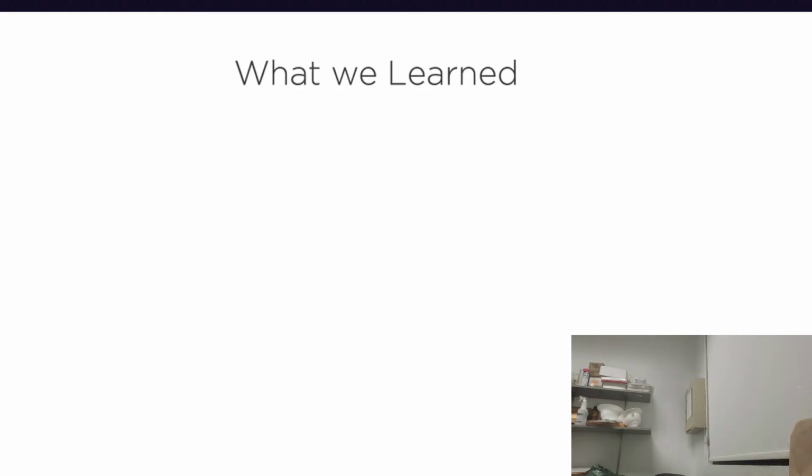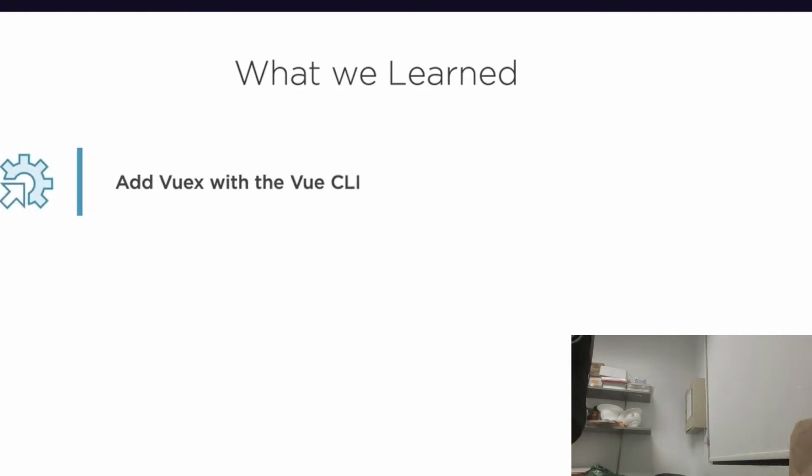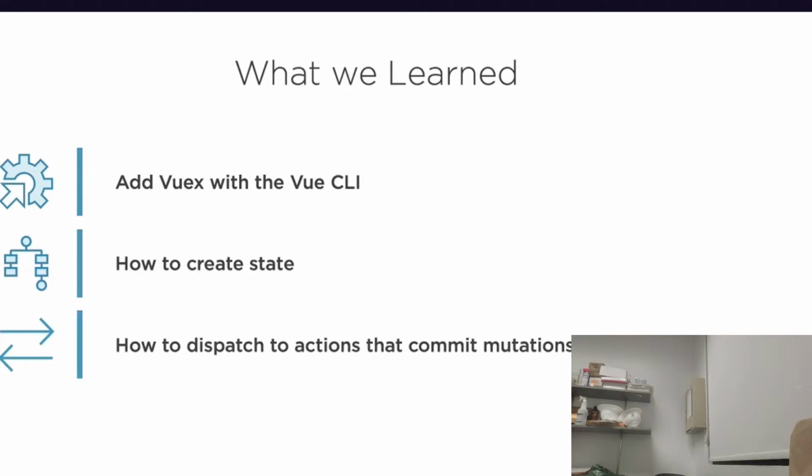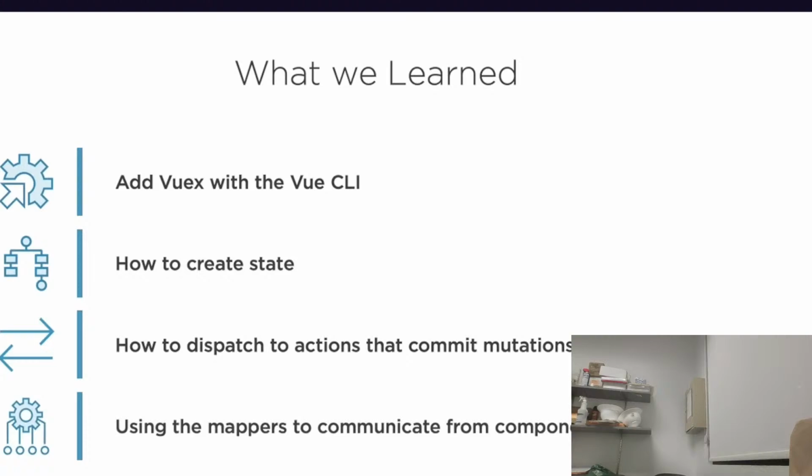So what did we learn exactly? We learned how to add Vuex with the Vue CLI to our application. We then learned how to create our initial state and then how to update or modify that state by dispatching actions that then commit the mutations. And then finally, we learned how to use the different map functions like map actions and map state to communicate from our components to the store.